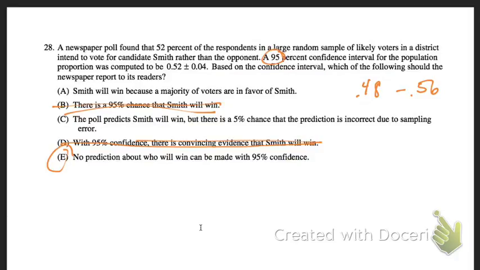So if they were both over, like from 0.52 to 0.56, then you could make a prediction from that, because they're all over 50%. It's all of him winning. But here we don't know. He could either win or lose with these numbers, so you can't make a prediction from that.